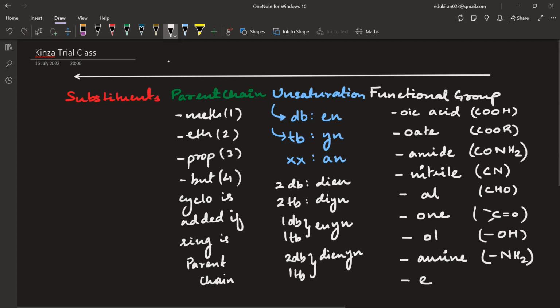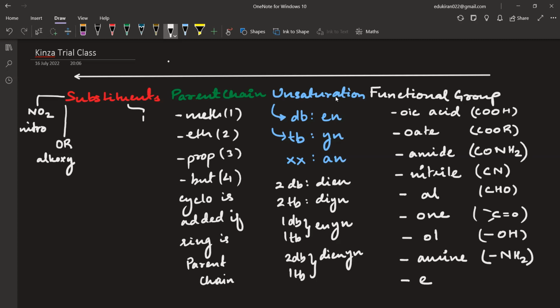Okay. Now, substituents. There are a few substituents which are important. One is a substituent known as nitro. This is nitro, and it will always be a substituent. There is one more substituent known as alkoxy, which is represented by OR. This is alkoxy. Now there are substituents which are alkyl, represented by R. Alkyl can be either methyl, ethyl, propyl, or butyl.